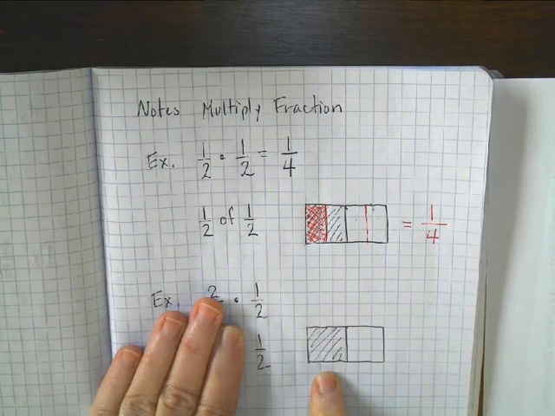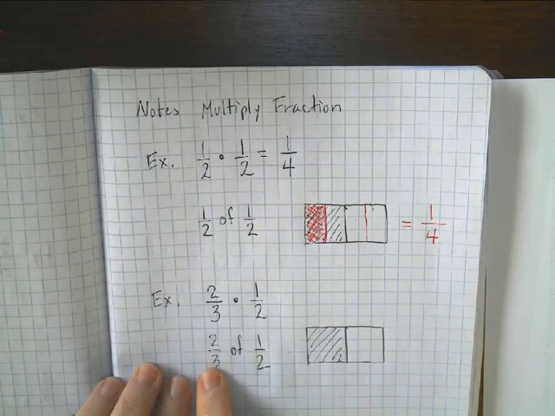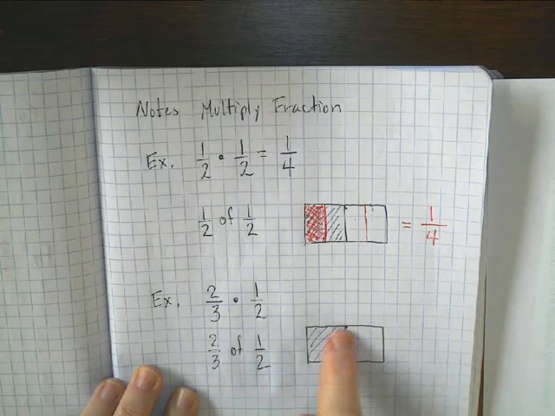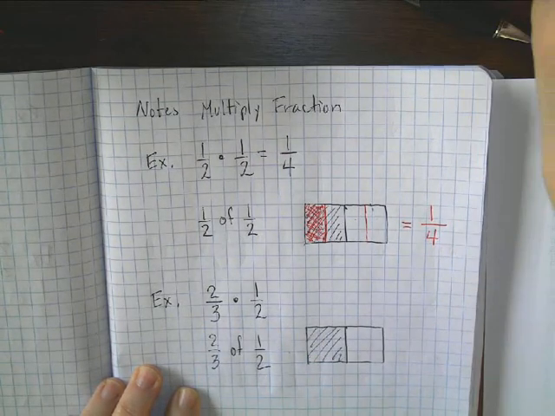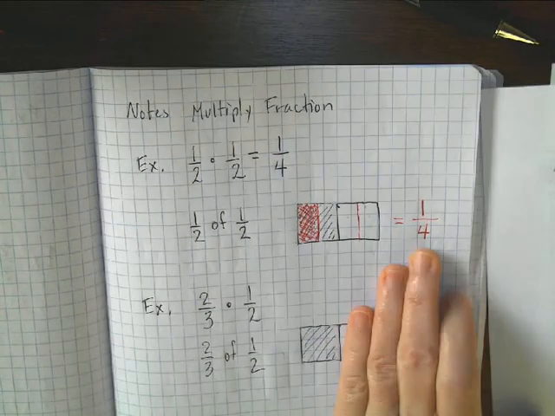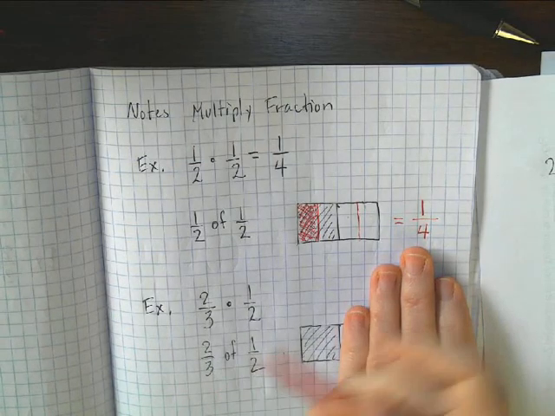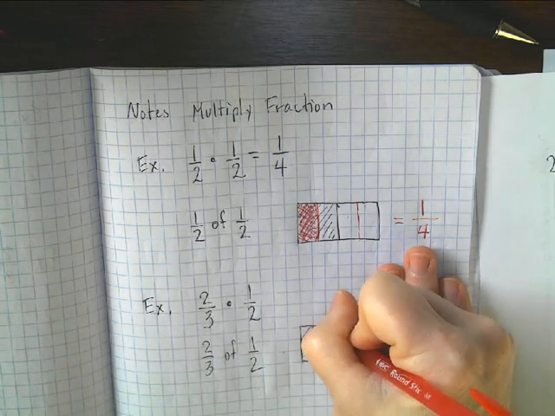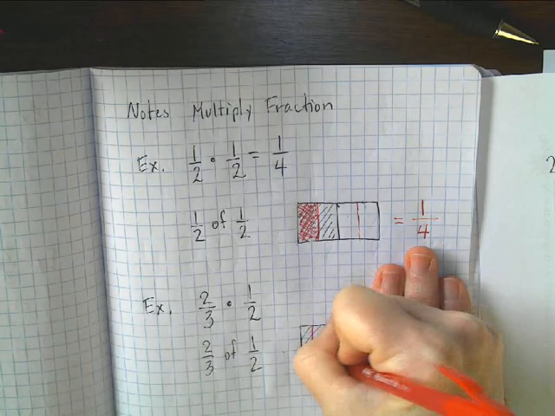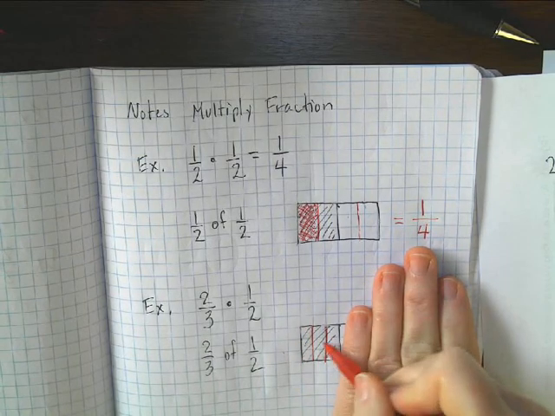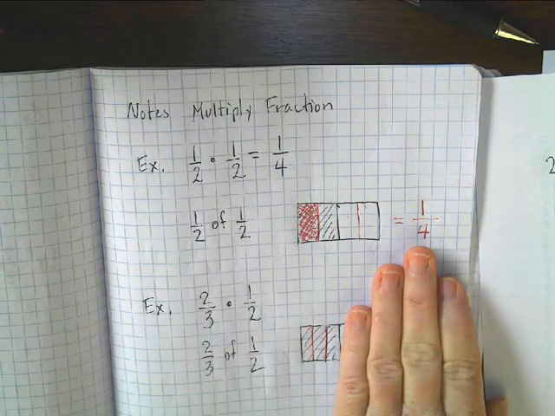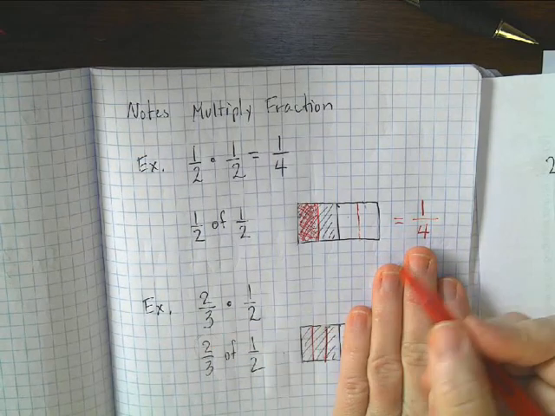Okay, now I want 2/3 of this piece. So I have to break this piece into 3 parts. So I'm going to break it into 3 parts. 3 equal parts. 1, 2, 3 equal parts. The 2 says I'm going to shade in 2 parts.